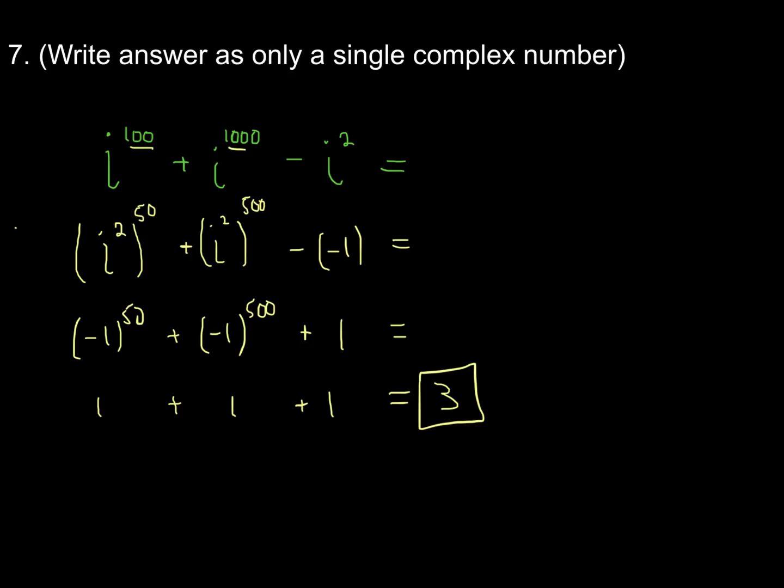So then making the substitution for i squared as negative 1, you have negative 1 to the 50th, and if you multiply a negative number by itself an even number of times, you'll get a positive value. So this is going to be positive 1. And same is true here, so it'll be another positive 1. And so you have 1 plus 1 plus 1, which is 3.